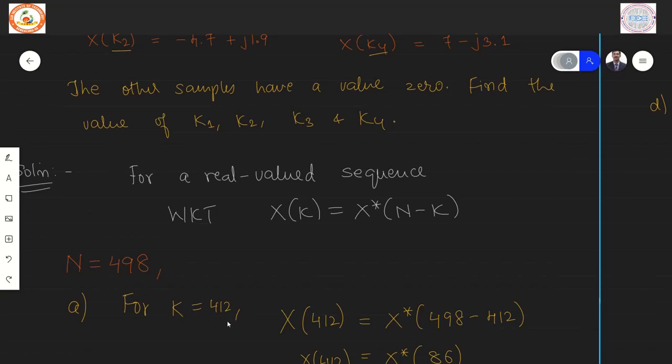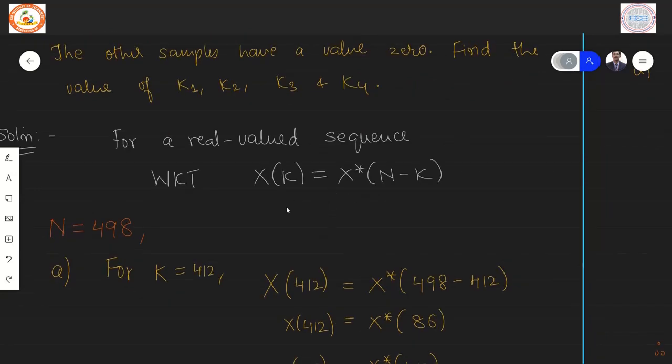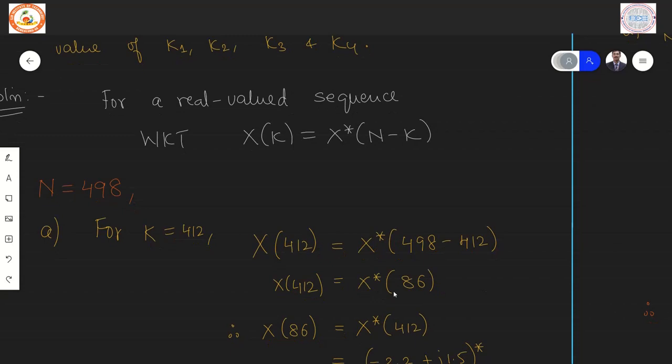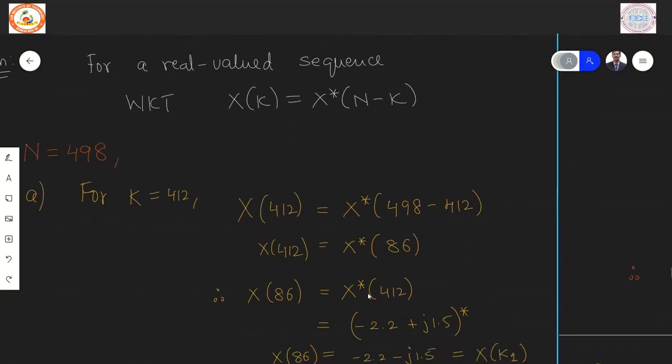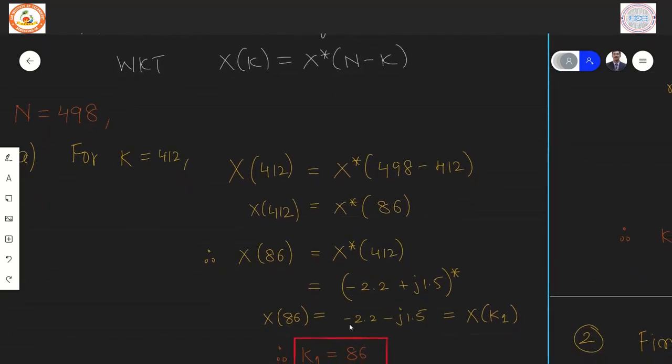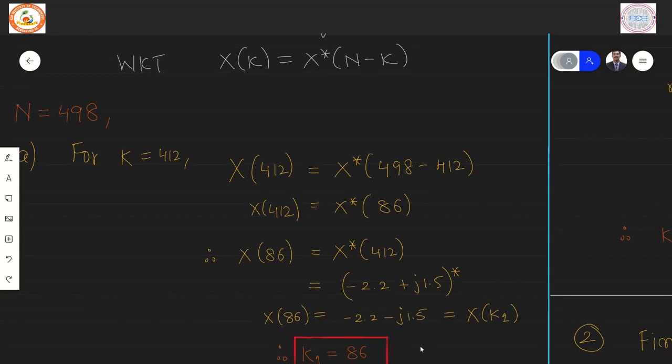So taking k value as 412, if you substitute the value of n and k in the above equation, we get x of 412 equals x conjugate of 498 minus 412, which is equal to x conjugate of 86. Therefore, x of 86 is equal to x conjugate of 412. We know the value, and if you take the conjugate, then this value is similar to the value that is x of k1. Therefore, we can establish that the value of k1 is equal to 86.